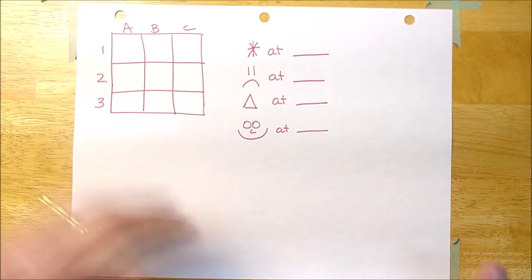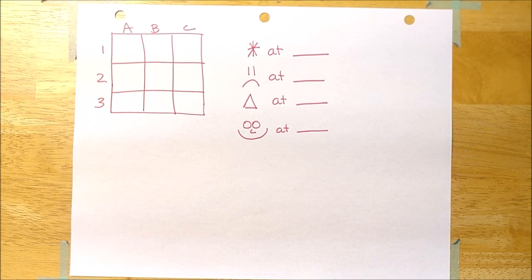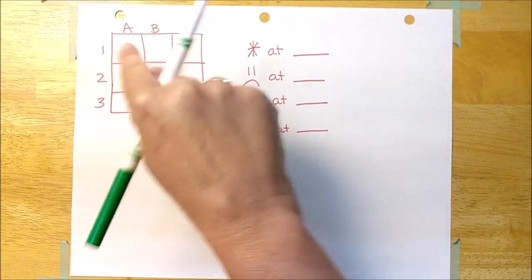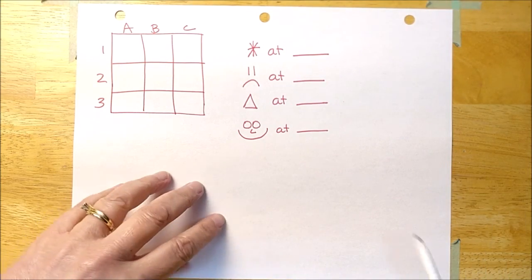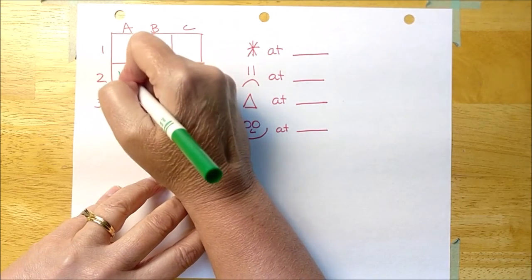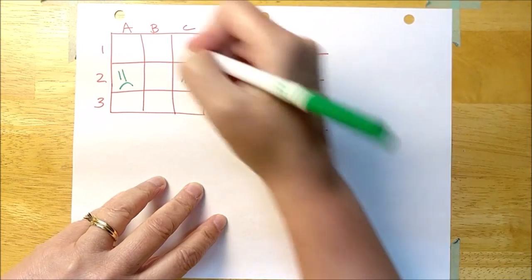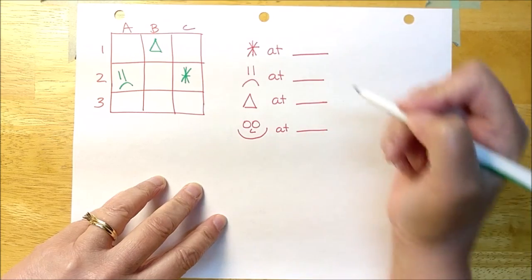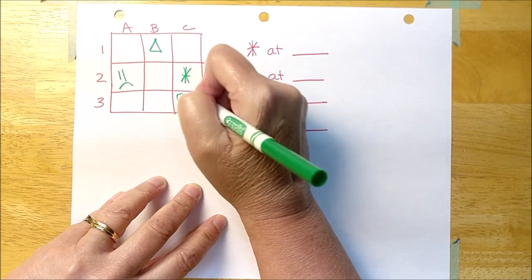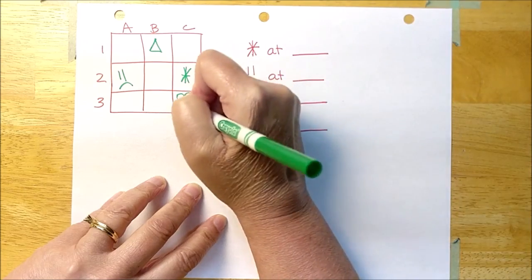Then we have a different kind of grid, and on this grid, what they want you to do is to draw these 4 symbols somewhere on this grid. You can put them wherever you want. So I'm going to put the star there, sad face over here, I'm going to put the triangle there, and I'm going to put the smiley face right down there.